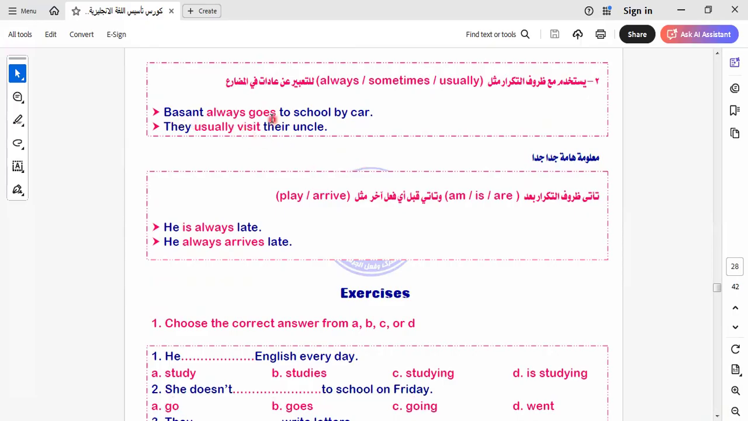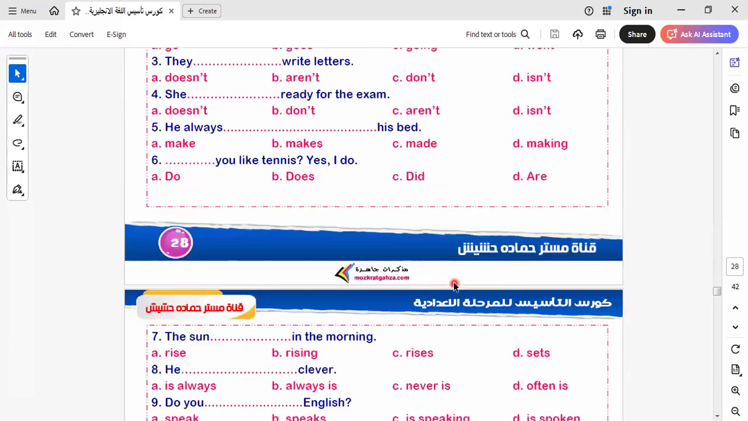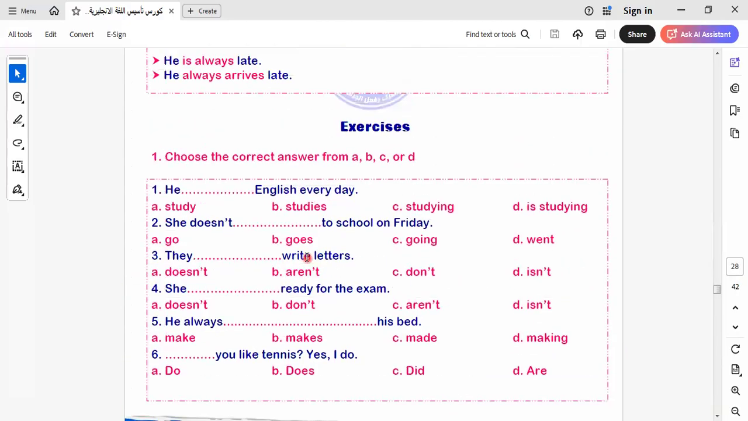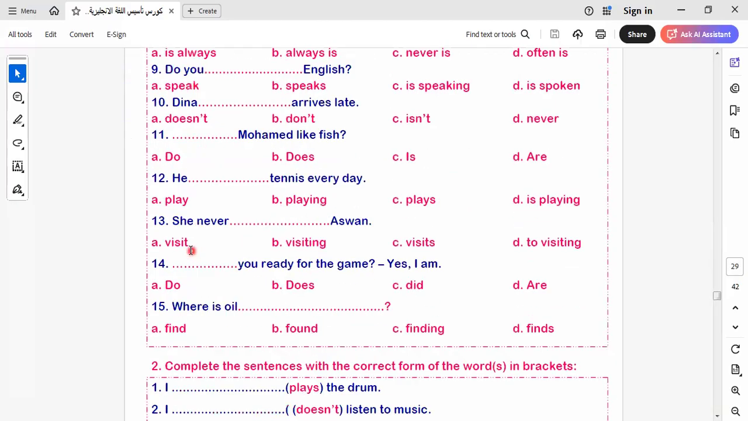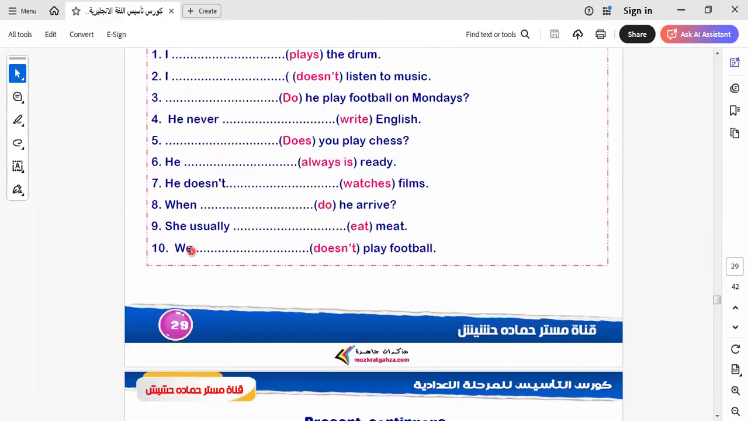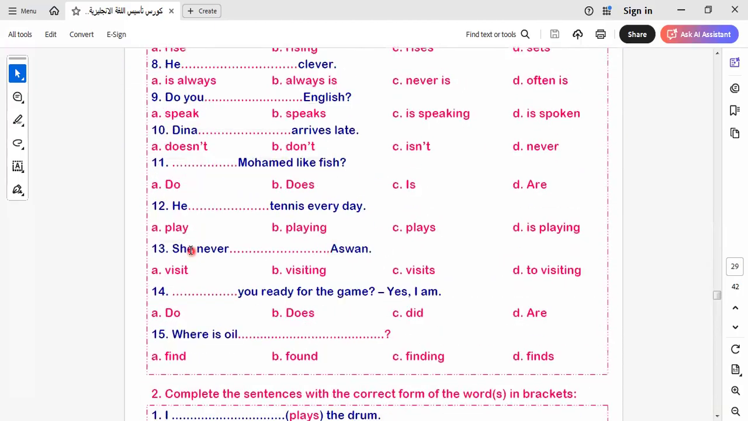We say Basant always goes to school by car. They usually visit their uncle. He is always late. He always arrives. Let's do this exercise together. I answered some of them, in the choice and in the correct the verb, and I will leave the rest for you to do by yourself. Next class, we will take the present continuous tense.